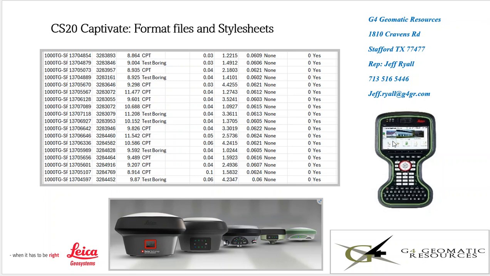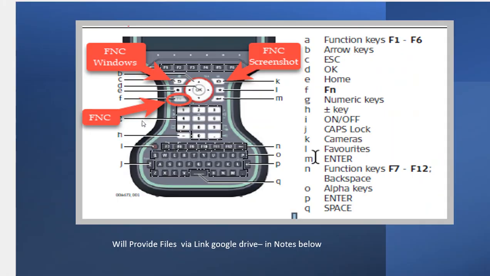Today we're going to go over how to upload format files and style sheets to a CS20. What this allows us to do is export some custom data format that could be handy. This is just an example here, some RTK data and this new style sheet that was put out that exports our northern, eastern, and shows our coordinate quality and tilt values and all that information that's pretty handy for quality control.